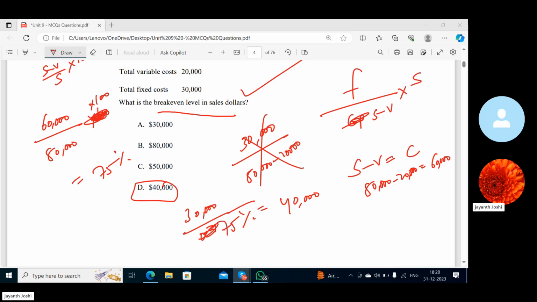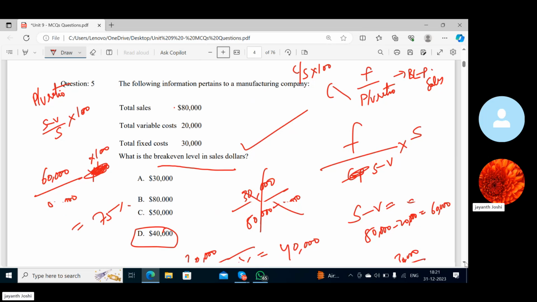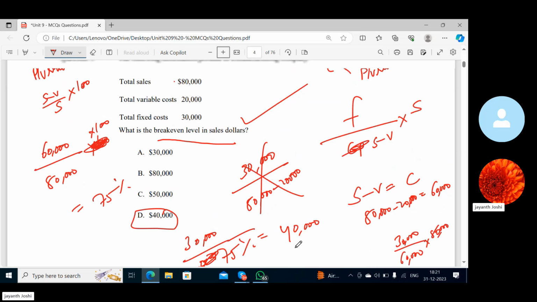Just a second. Let's do this. Fixed cost is 30,000, we can get it. 80,000 minus 20,000 is 60,000, into 80. Okay, that's okay. I thought of doing that only, but okay.